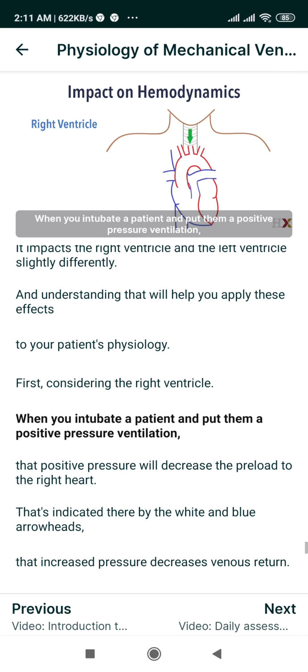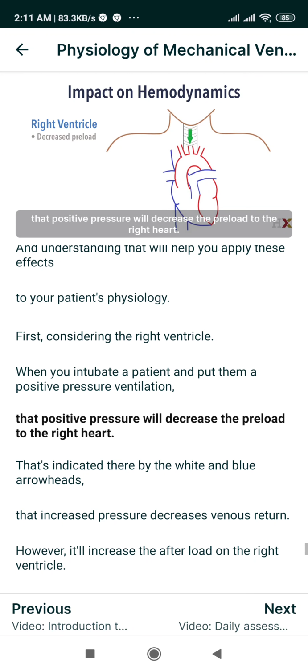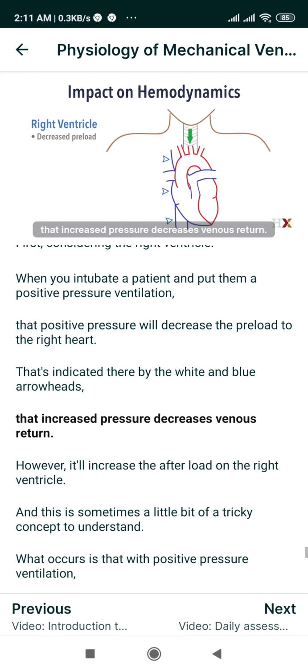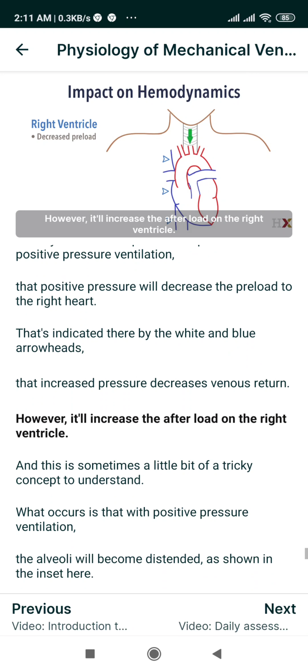First, considering the right ventricle. When you intubate a patient and put them on positive pressure ventilation, that positive pressure will decrease the preload to the right heart. That's indicated there by the white and blue arrowheads. That increased pressure decreases venous return. However, it'll increase the afterload on the right ventricle.